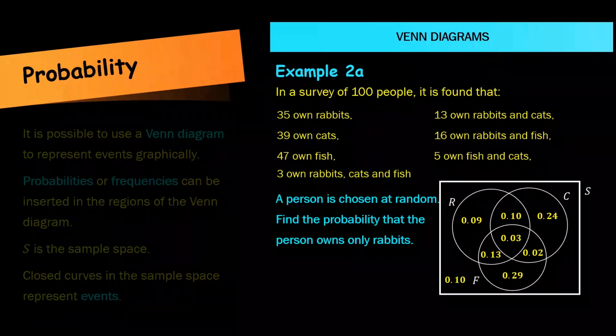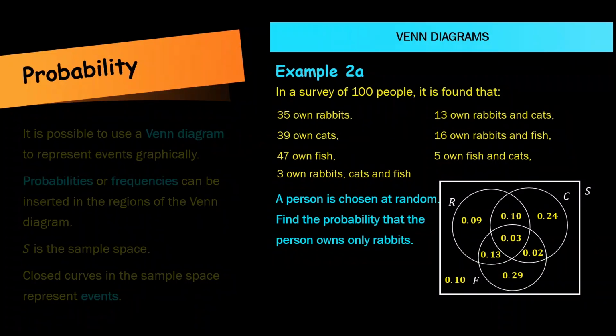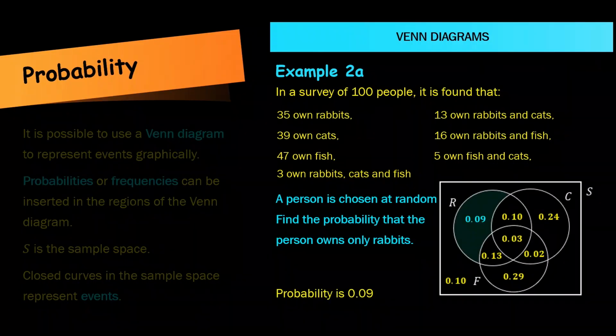Now we can have a go at part A. A person is chosen at random. Find the probability that the person owns only rabbits. The shaded region represents the people who own only rabbits, and therefore the probability is 0.09.